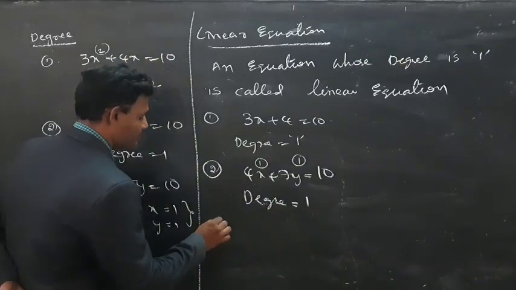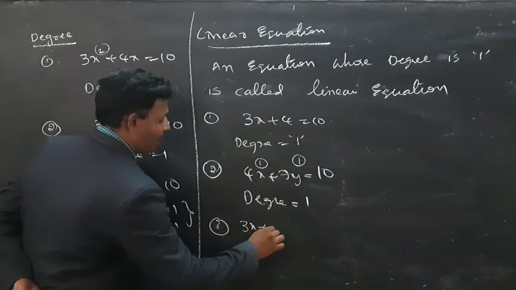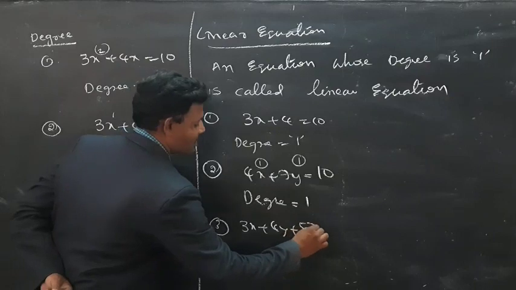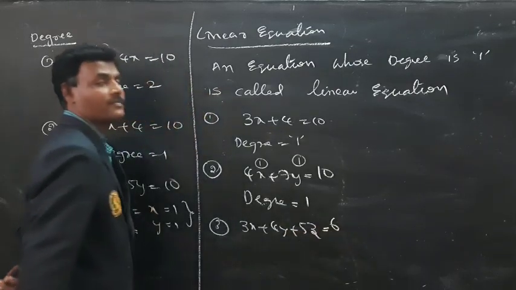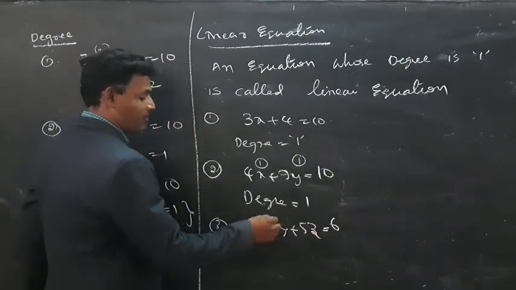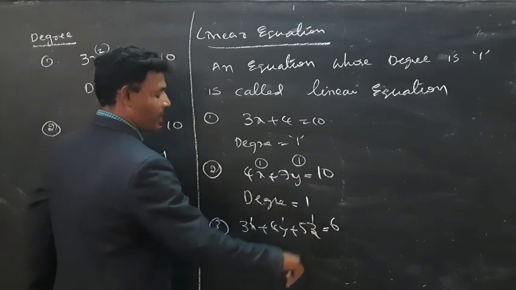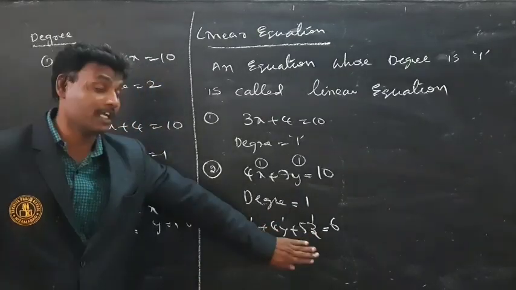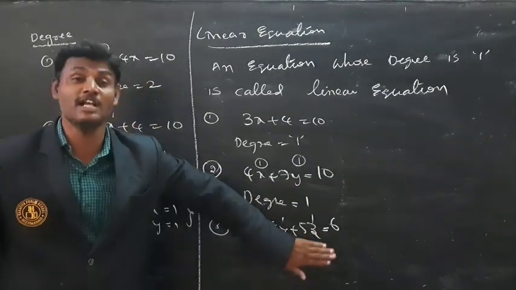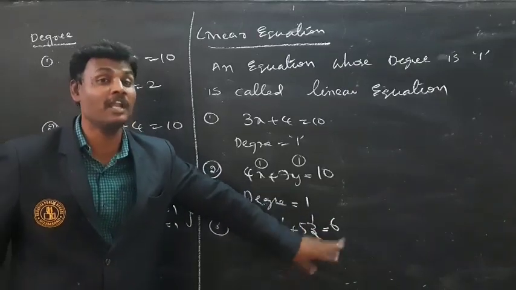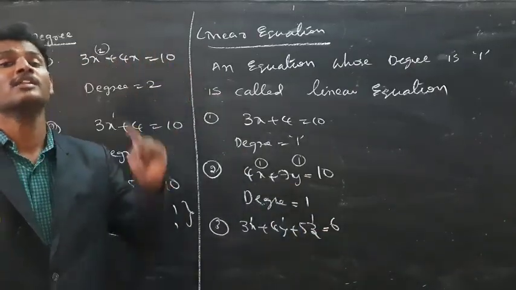For example, 3x plus 4y plus 5z is equal to 6. So the power of x is 1, the power of y is 1, the power of z is also 1. So the degree of this equation is also 1. It is also a linear equation but in three variables.